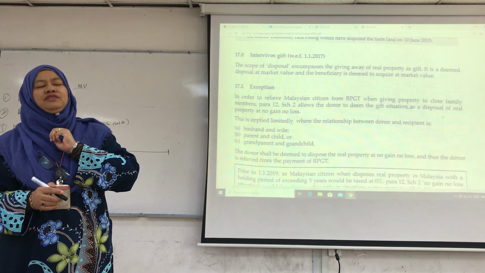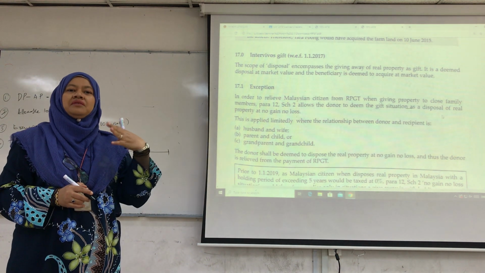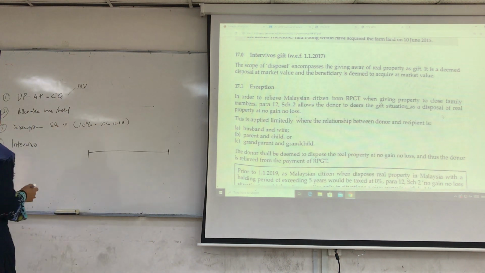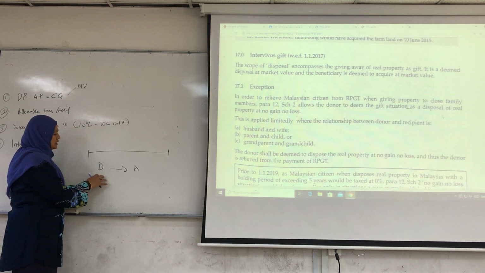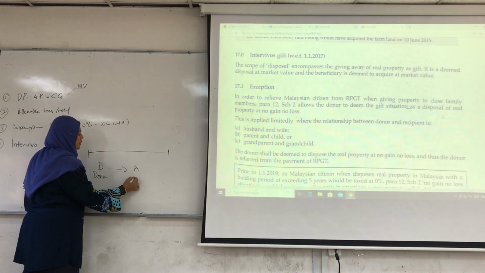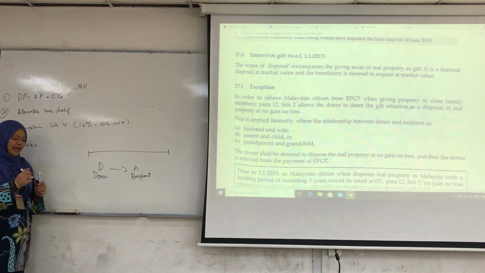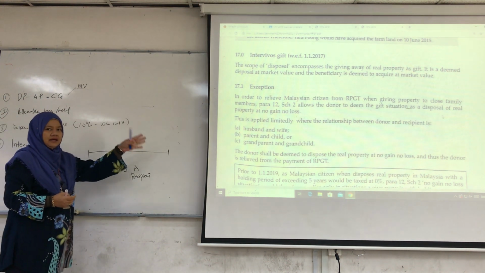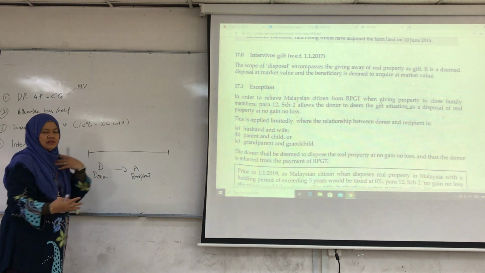So if my husband were to give away the house as a gift to me, it is a no gain, no loss. In this case we have the disposer, whom we call the donor, as in donate, give away. The acquirer we call the recipient. So under inter vivo, between close family members, and only three here, husband, wife, parent to children, grandparent to grandchildren, or the other way around.